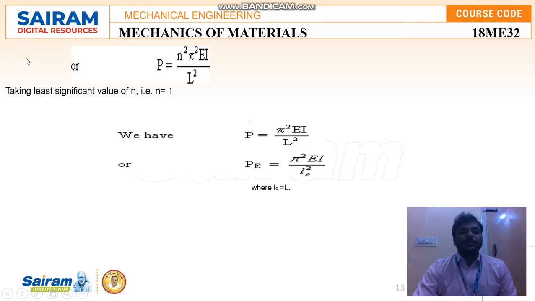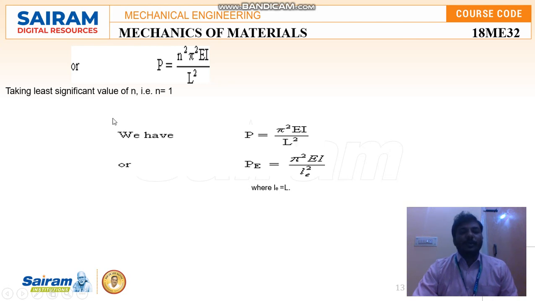Now I take n as the least value, starting from 1 to infinity, so I consider n equal to 1. Substituting n as 1 in this equation, 1 square is 1, so we don't write the n value, because we are taking the significant value of n. The formula is P equal to pi square into E, Young's modulus, into I, the moment of inertia, by L square, where L is the length.